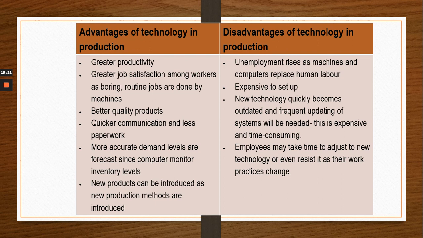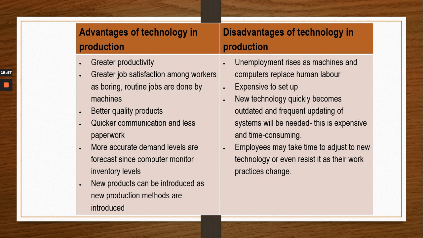So it means the routine jobs are done by the machine. These routine jobs that are boring. Then better quality products are produced. One, they are standardized, same shape, in the case of color, same color, and etc. Then quicker communications and less paperwork. So you find technology makes communication quicker within the internal communication, then outside with suppliers and customers. It makes communication quicker, and therefore profitability also increases.